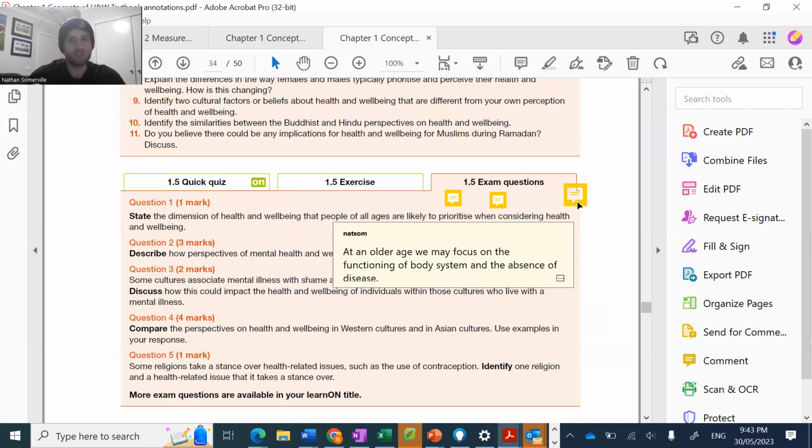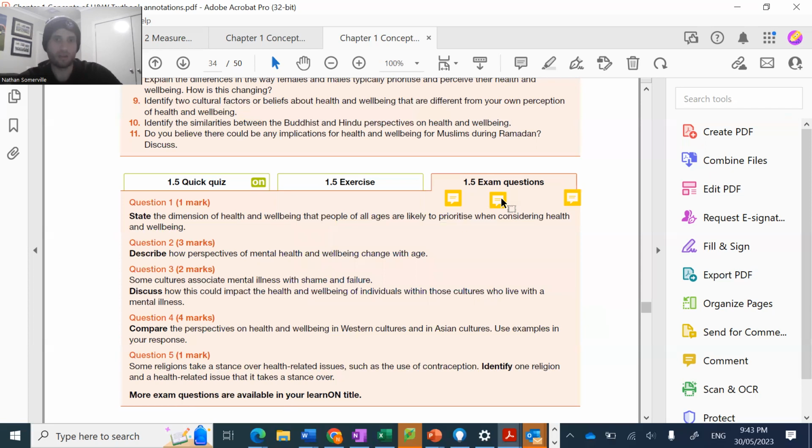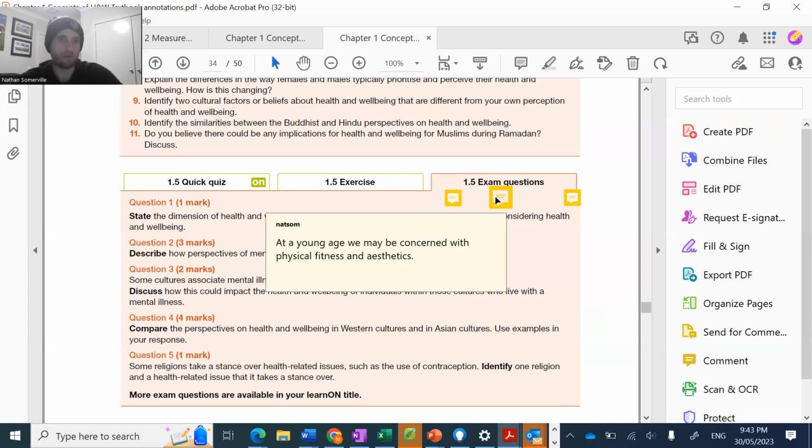So try and stay really relevant to the demographics and the age groups that you're talking about. When you're answering this, don't go, we want to be physically fit because we're young and active. Once again, that's the sort of response that's not going to get you any marks. Be specific about characteristics.